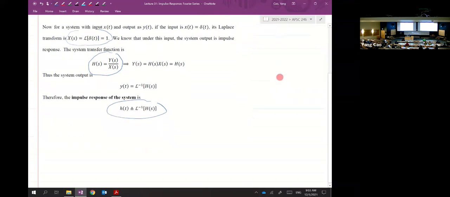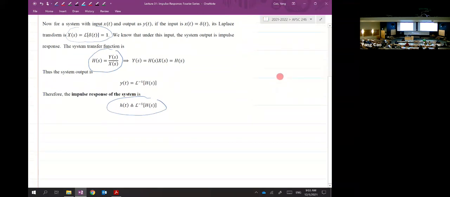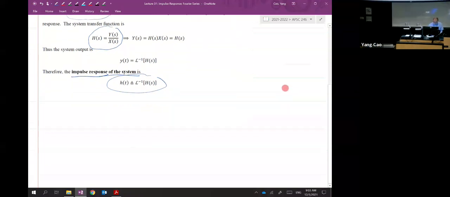So the fundamental concept that you need to firmly memorize is that the impulse response of the system is the inverse Laplace transform of the transfer function of the system. That's the important message from the previous lecture.